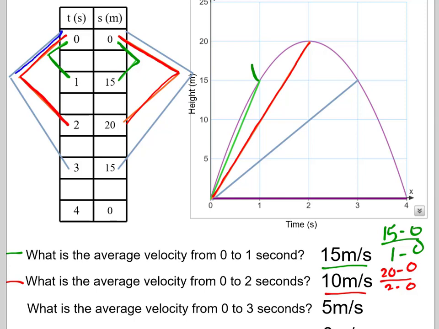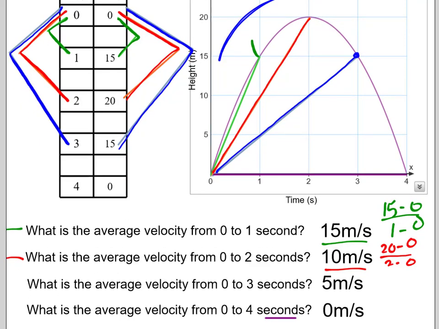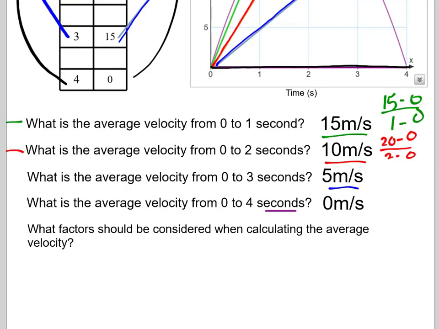If I do a larger interval from 0 to 3, now you can see I'm missing an awful lot of my graph. I'm missing all of this piece of my graph. If I do the same slope calculation, what I find is I get 5 meters per second for the blue line. And then lastly, and I didn't draw it in here, but if I go from 0 to 4 and I find that slope, that's this guy right here, my average velocity over 0 to 4 seconds would be 0 meters per second. That means my average velocity is 0, means I didn't move.